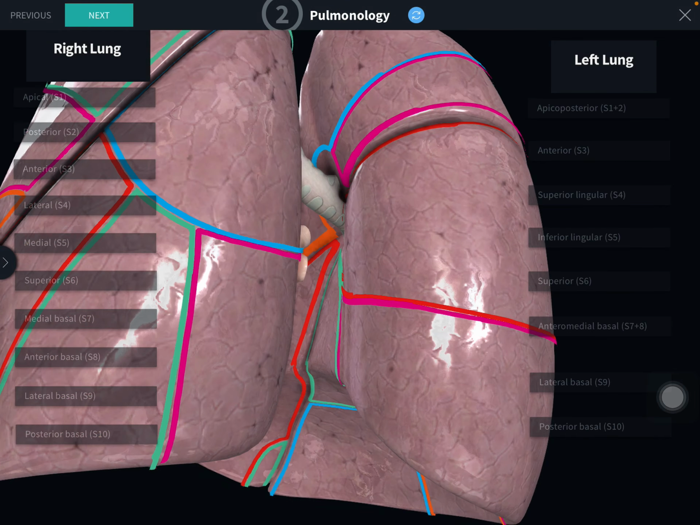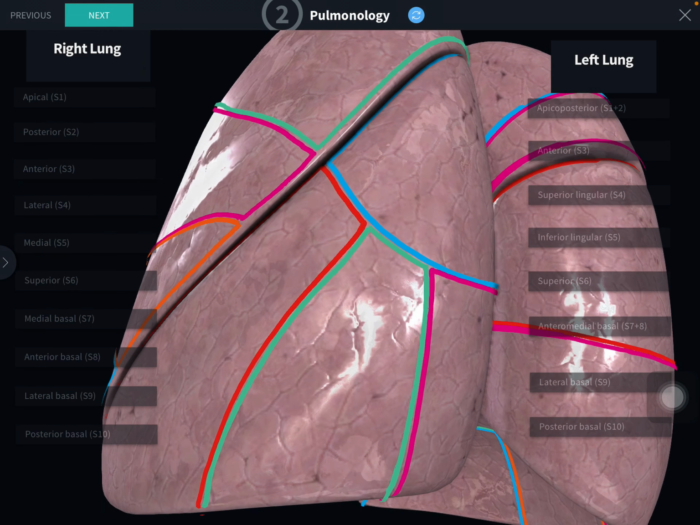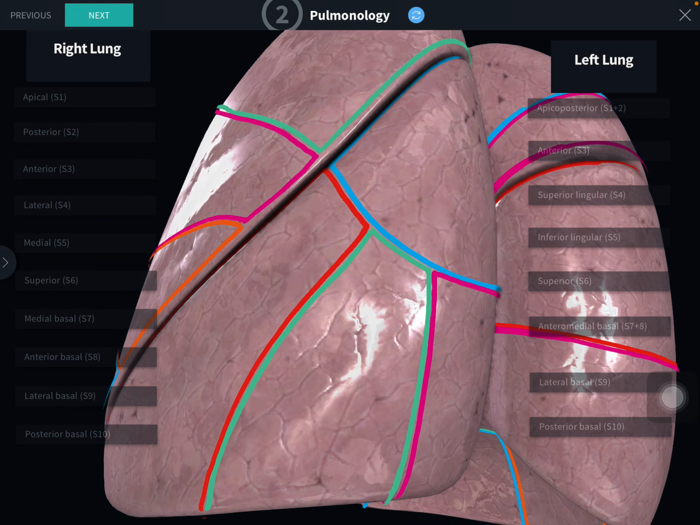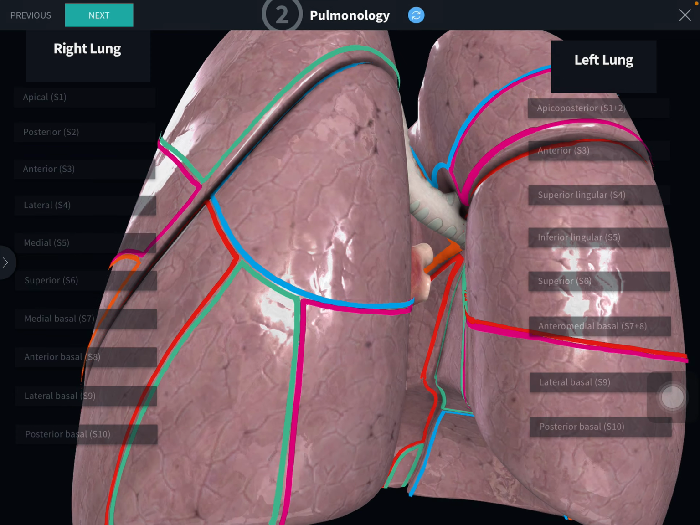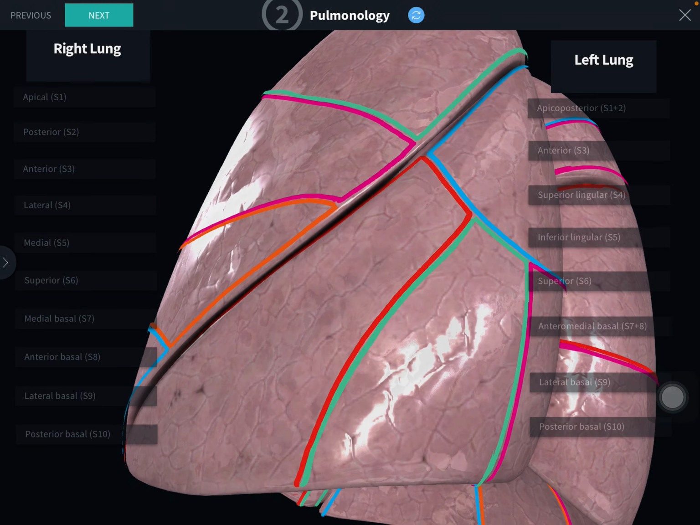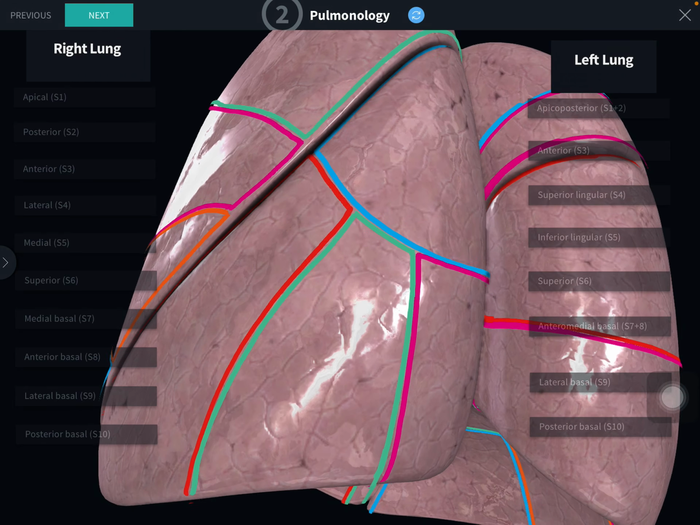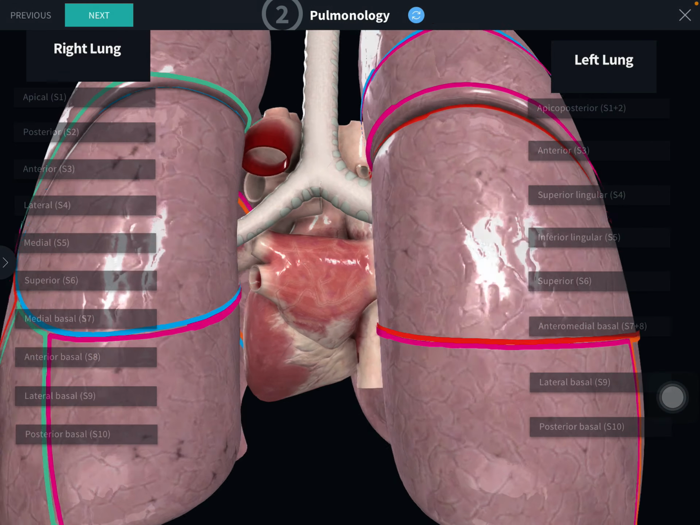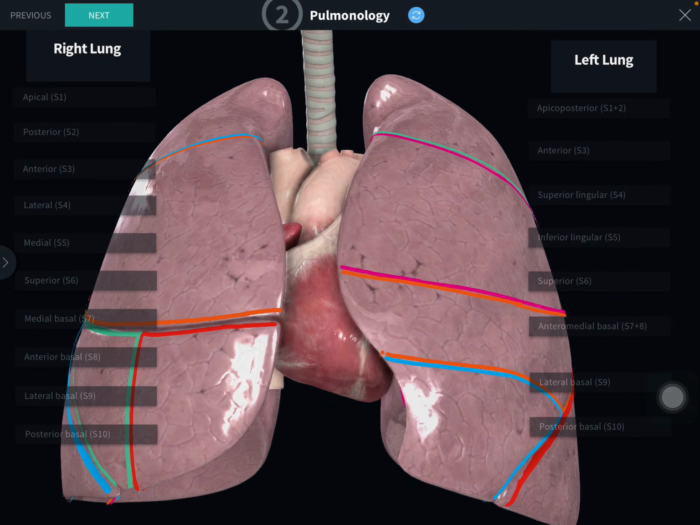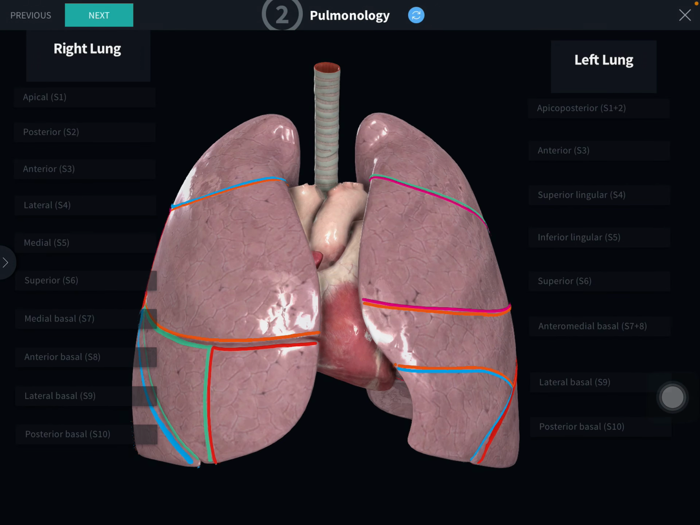Now we will see the bronchopulmonary segments of the left lung lower lobe. It again has apical, medial basal, anterior basal, lateral basal, and posterior basal. So these are the 10 bronchopulmonary segments of each lung.